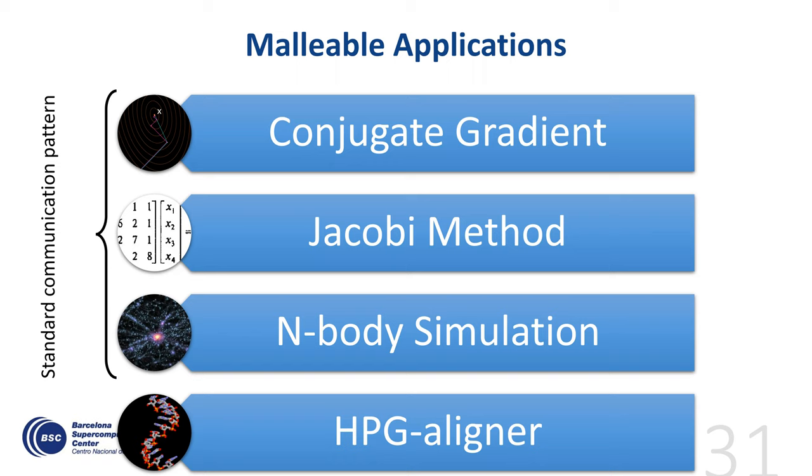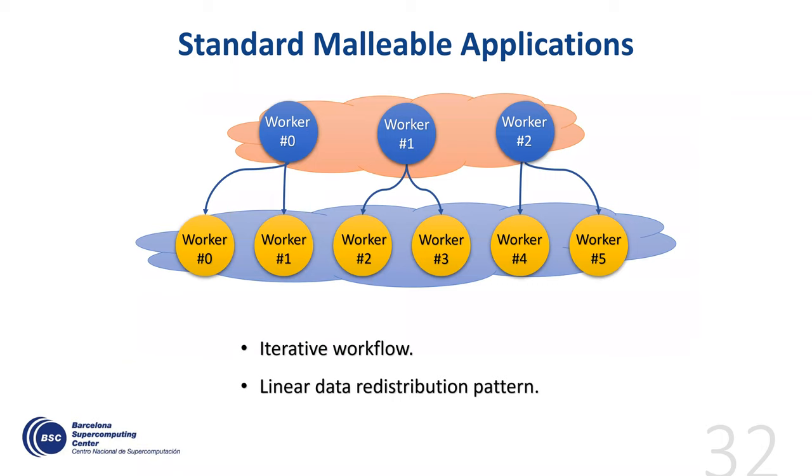The benchmarks had a standard communication pattern. We'll see now what's the meaning of that. And HPT aligner had an ad hoc communication pattern among processes. For the standard malleable applications, we have an iterative workflow and a linear data redistribution pattern. It means that each initial process will send or receive data from a multiple of two. So in this case, we have three processes and the expansion is 2-6, each process will split its data and send those half data to the new processes.